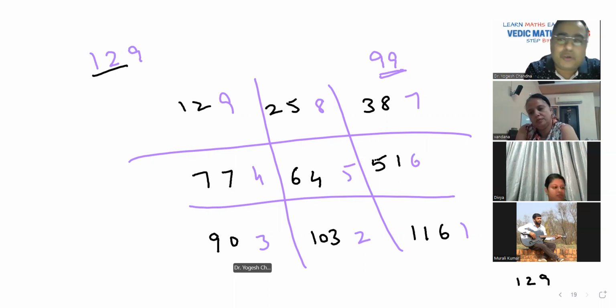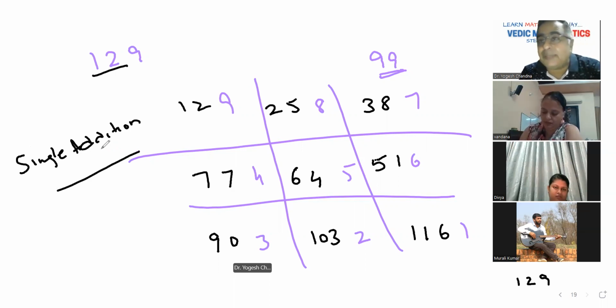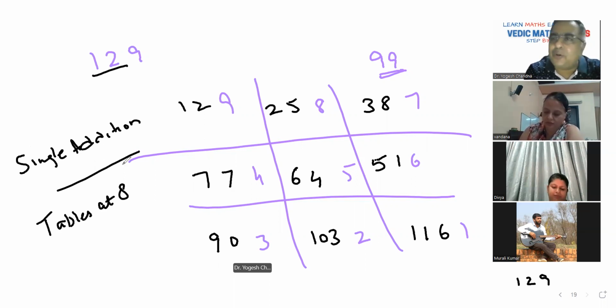But you should have two eligibilities to learn Vedic maths. One, single digit addition. Very important. If you are weak in single digit addition, please practice. And then tables up till 8. 9 will do by the strict, but 8 you need to be thorough with. It should not be 7 into 8 hesitation, it should be 7 into 8, 56. 6 into 9. This is very much important.